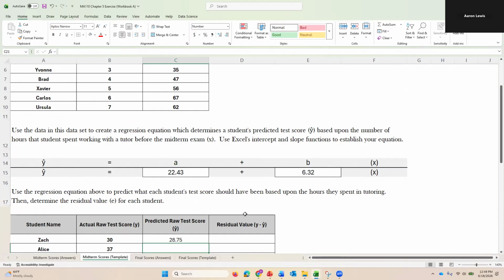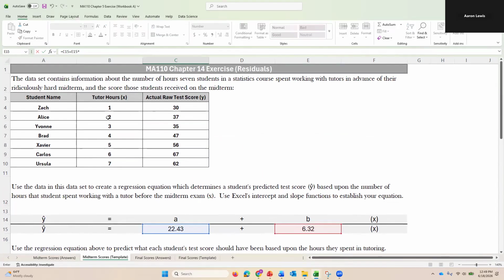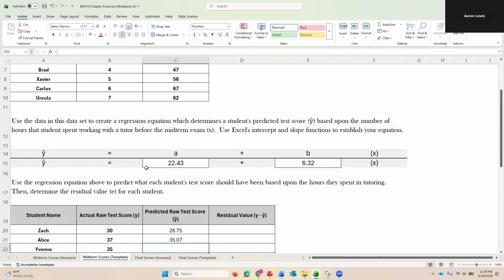We can do the same thing over here for Alice. So Alice, same formula, just a different value of X. Hers is going to equal 22.43 plus 6.32 times Alice's X value, or Alice's tutor hours. And she went to a tutor for 2 hours. So 22.43 plus 6.32 times 2, Alice is predicted to have gotten a score of 35.07.